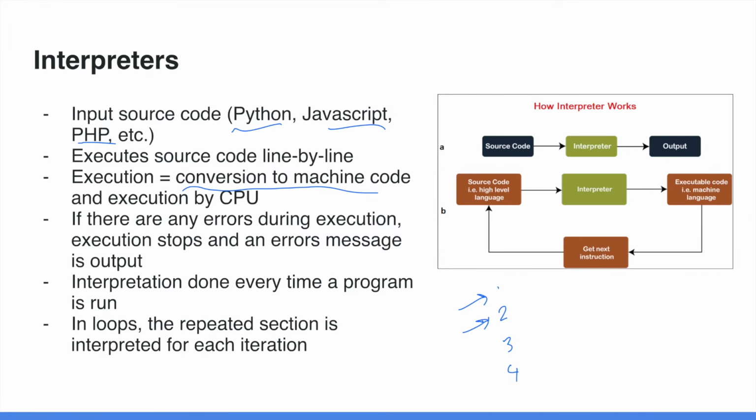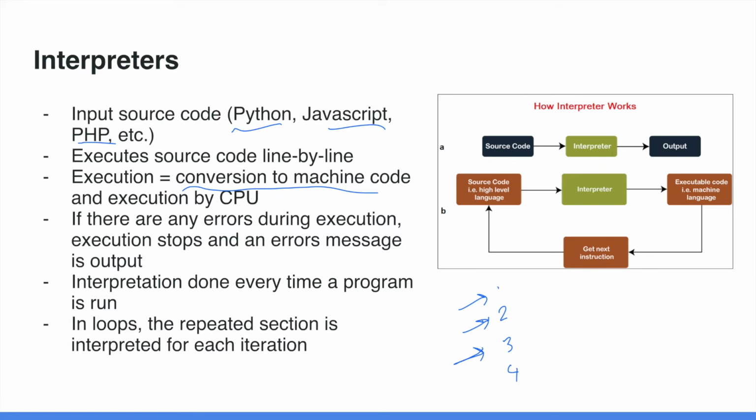Now, if there are any errors during execution, so for example, if we have an error on line 3 of our code, then execution is going to stop right there. So we basically stop executing and just show an error message. Now, every time we want to run a program, we're going to go through interpreting the program line by line, which is a bit different from compilation, as we'll see in our next example.